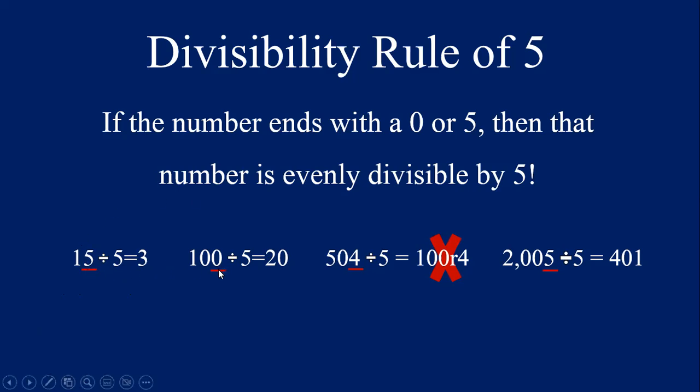Let's look at the number 100. What's the last digit? It's a 0. So we know that this number 100 will be evenly divisible by 5 because it ends in a 0. And 100 divided by 5 equals 20.